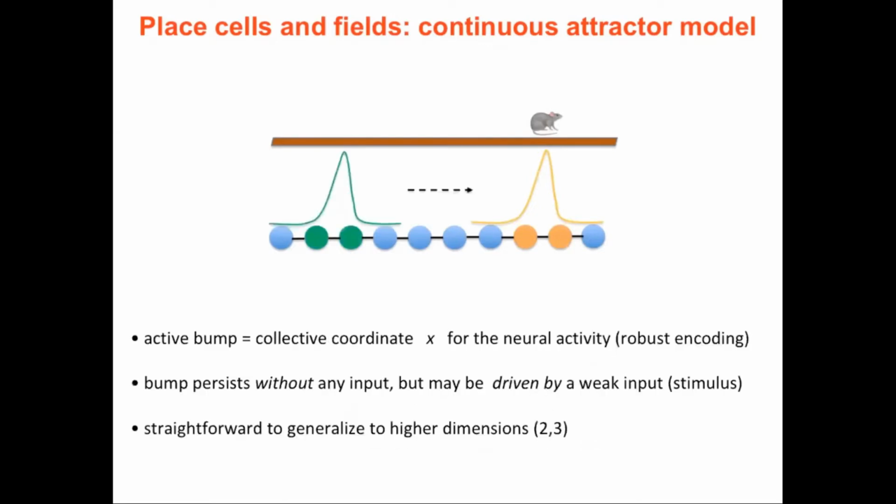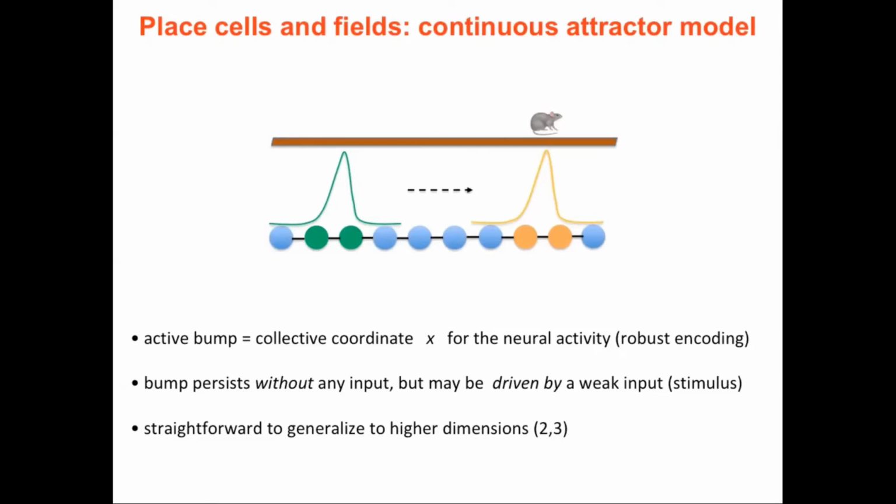Okay, so what are the main ingredients of the model? The active bump defines a collective coordinate x for the neural activity, which is the location of the peak of this bump. Even if the neurons are very noisy, which they are not in this model, but you will see models later on where they are very noisy, since we have a lot of neurons creating this bump, we have a robust encoding of this particular collective coordinate. The bump persists without any input.